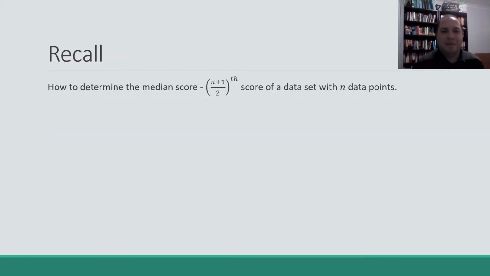The biggest thing to remember here, students, is how to find the median score. So the median score is just the (n plus 1) divided by 2 score, if we've got n data points. Remember, if we've got a half in our answer, then that means it'll be the average of the two numbers either side of that score.